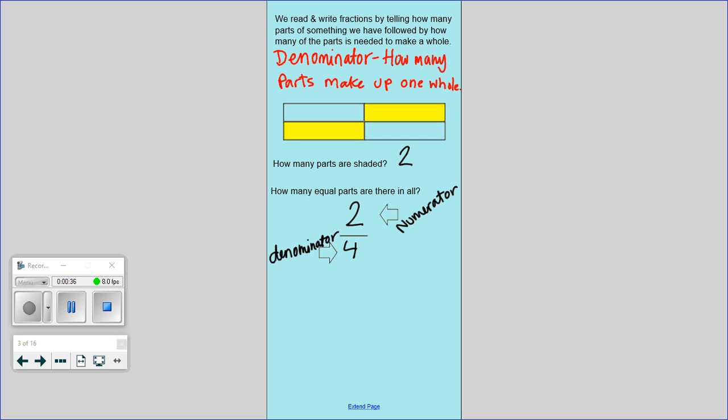So what is my bottom number called? Santiago? Denominator. And what does the denominator tell me, Ava? How many parts make up one? How many pieces make up one whole?